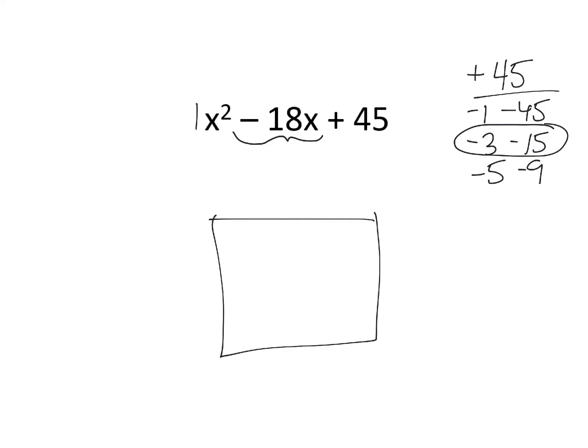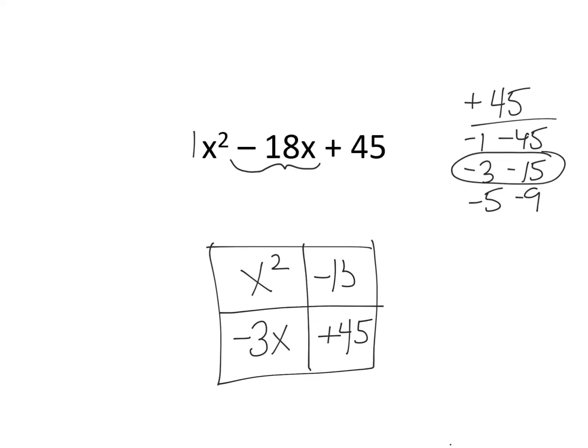Here's my box. Not a beautiful box, but here's my box. I'm going to put my first term here. I'm going to put my last term here. And then I'm going to take that negative 3 and the negative 15. It doesn't matter where I put them. What does matter is that they have x's beside them. And that negative 3 and negative 15, if I were to add them together, should be the negative 18.